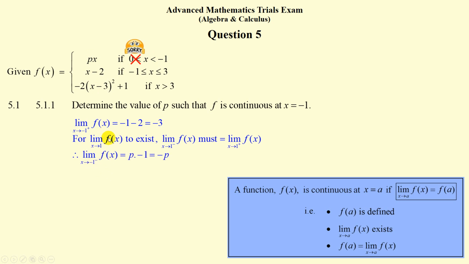All right, so for the limit to exist, the left limit must equal the right limit. I found the right limit. The right side of minus 1 is here, so we substitute minus 1 in there. The left side of minus 1 is here, so we substitute minus 1 in there. We get minus p. And for the limit to exist, which we need for continuity, these two limits, left limit and right limit, must be equal. And that gives us p equal to 3.